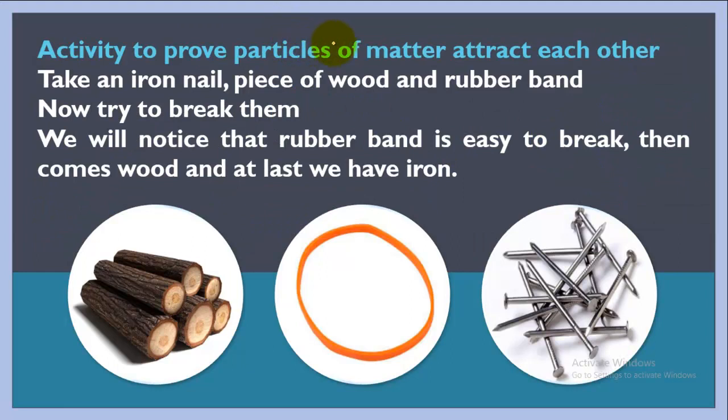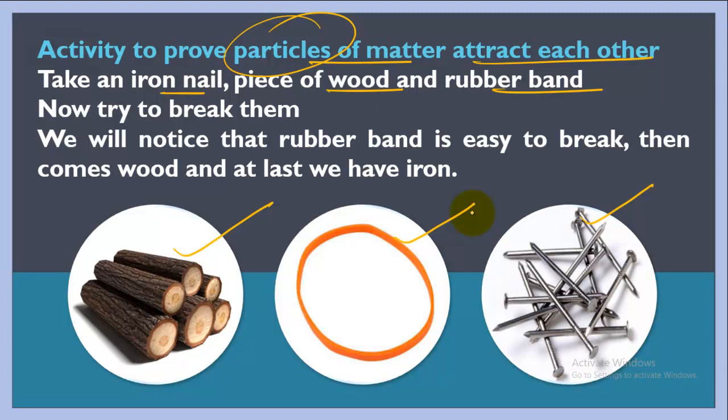Now, we have an activity to prove that particles of matter also attract each other. There is an attractive force that exists between particles of matter. So for this, we took an iron nail, a piece of wood and a rubber band. We have the piece of wood, we have the iron nails, and we do have the rubber band. Now what we do is we try to break them.